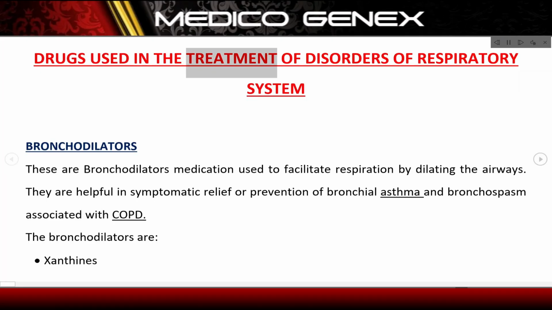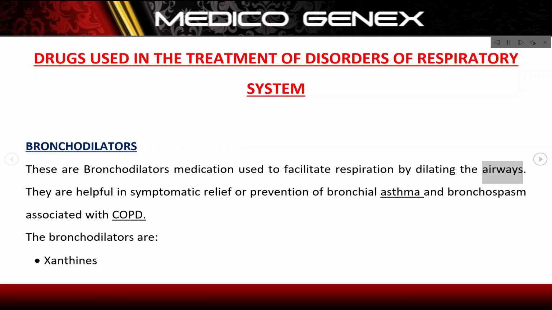Drugs used in the treatment of disorders of the respiratory system. Bronchodilators. These are medications used to facilitate respiration by dilating the airways. They are helpful in symptomatic relief or prevention of bronchial asthma and bronchospasm associated with COPD.